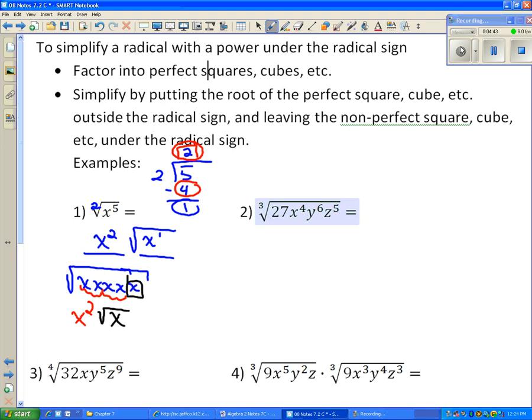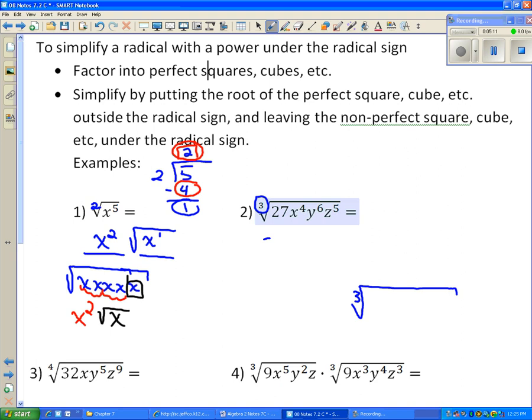Let's look at number 2. Number 2, I want x cubed. I want to take the cube root of these. So I have my cube radical sign. Any perfect cubes or anything that are multiples of 3 need to come out, and anything that's left over stays inside. So 27, I'm going to move this down.